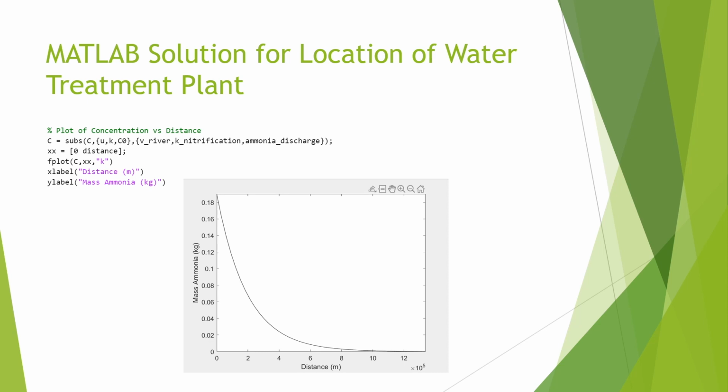Then XX is just a span from 0 to the total distance that we had previously found for our graph. And then I was able to use fplot to display the mass of ammonia over the certain distance. You can see how it decreases over time.